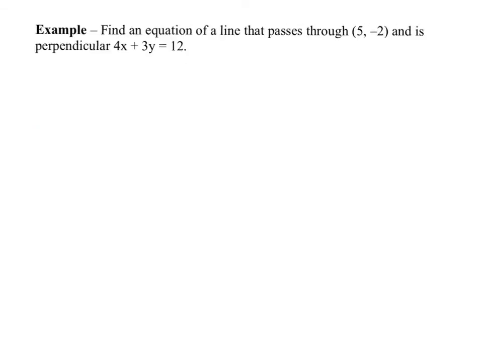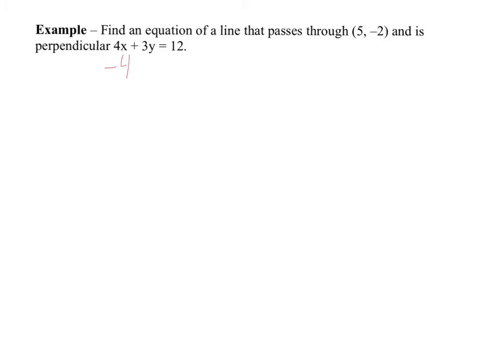Okay, so the next thing is finding an equation of a line that passes through (5, -2) and is perpendicular to 4x + 3y = 12. If a line is perpendicular to this equation, its slope is going to be the negative reciprocal of this equation's slope. In order to figure out what the equation's slope is, I have to put it in slope-intercept form.